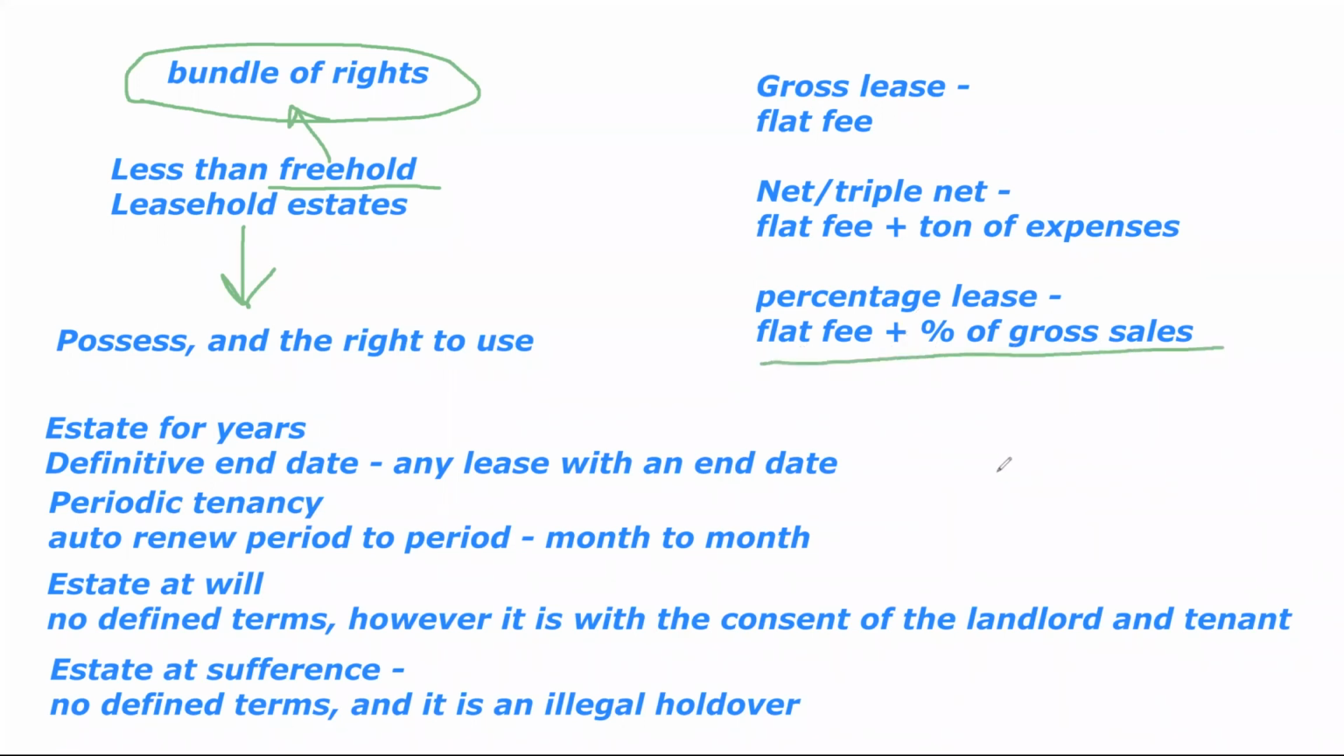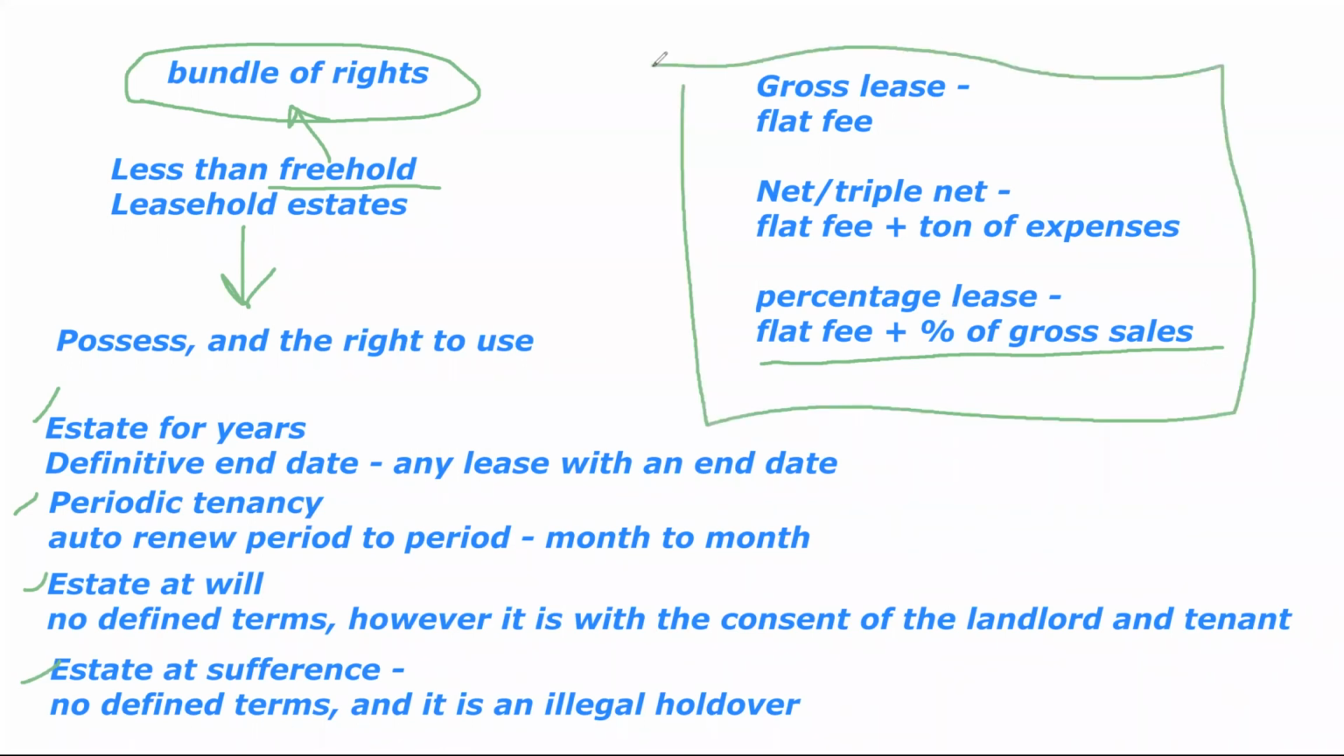But as far as leases and less than freehold estates, that's what I want you to remember. A less than freehold estate is the right to possess and use a property. These are your four different types of less than freehold estates, and these are your different types of leases. Typically your lease will be one of these three, and it will fall under one of the different types of less than freehold estates that you have.